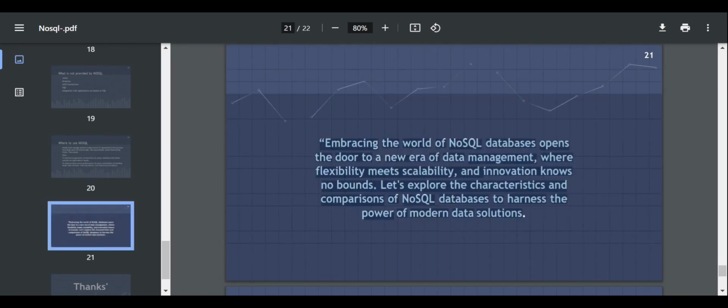Last but not the least, embracing the world of NoSQL databases opens the door to a new era of data management where flexibility meets scalability and innovation knows no bounds. That's all.